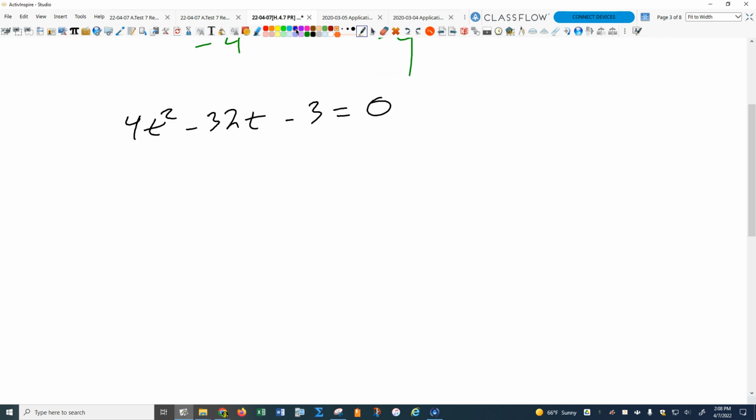If we solve with the quadratic formula, what values am I plugging in? What are A, B, and C? 4, negative 32, negative 3. Okay, so what goes here then? What's my first term? 32, good, because I get negative B plus or minus the square root. Negative 32 squared is the same as 32 squared. And what is that going to be?